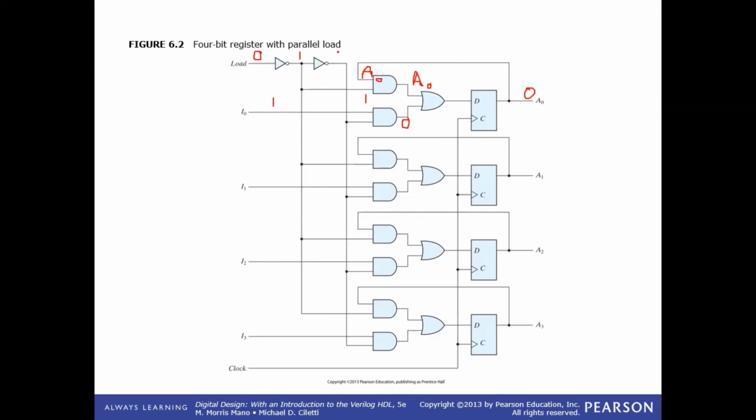Why is that so? Because after inverting this one input, a 0 would be acquired over here, a 0 would enter over here.